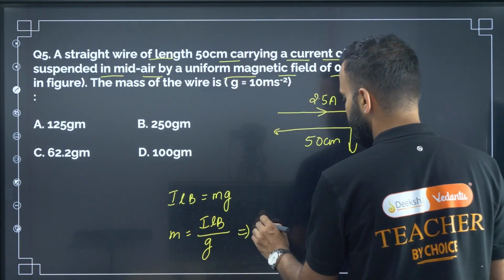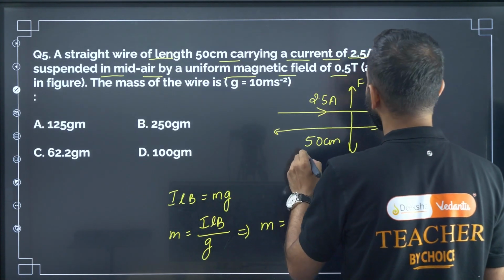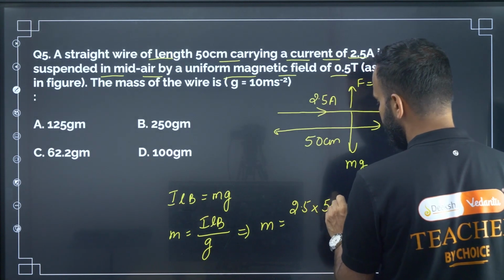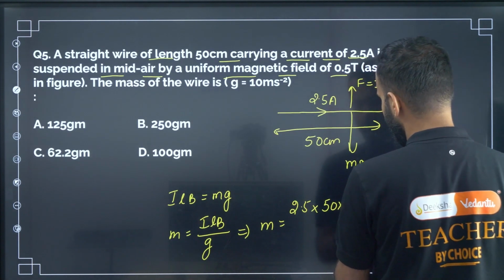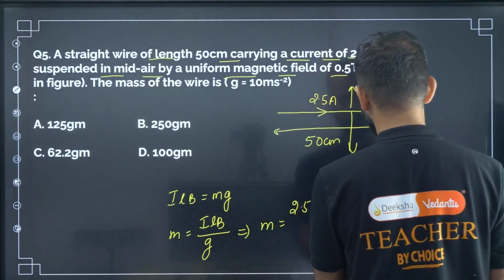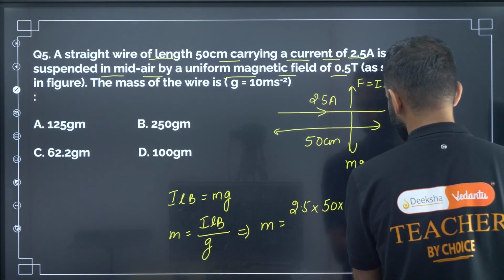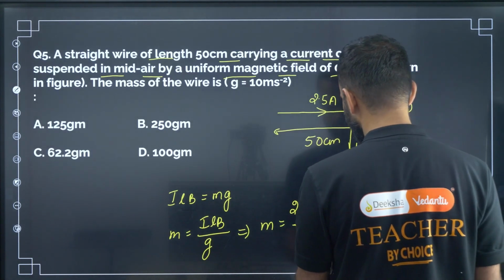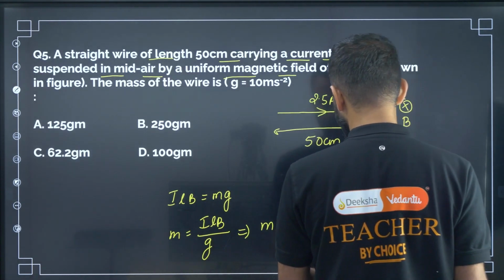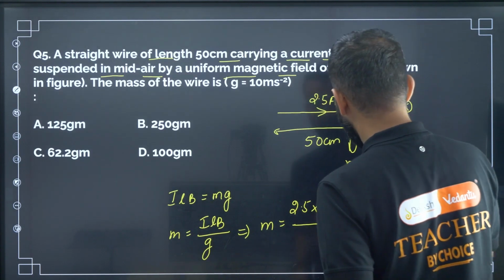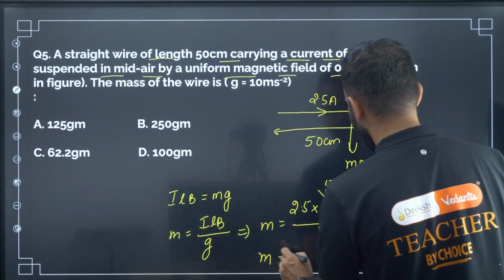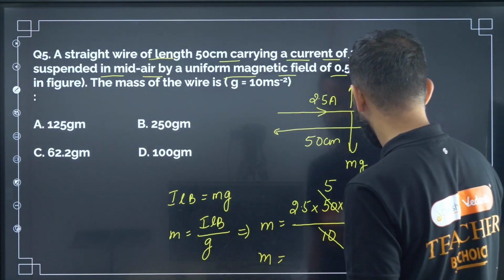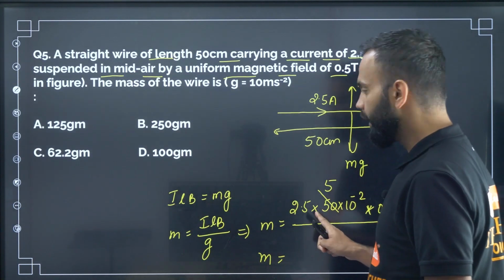Now substitute the values. m equal to I is 2.5, L is 50 centimeter, that is 50 into 10 to the power minus 2, into B is 0.5 Tesla, divided by g. g is 10 meter per second square. So this is 5, right? And m is equal to, here this will be 0.5 into 5 is 2.5, right?